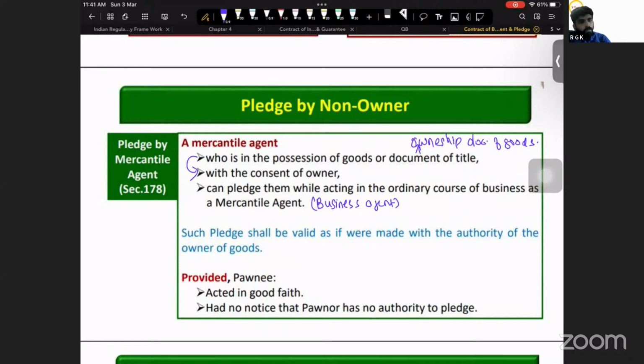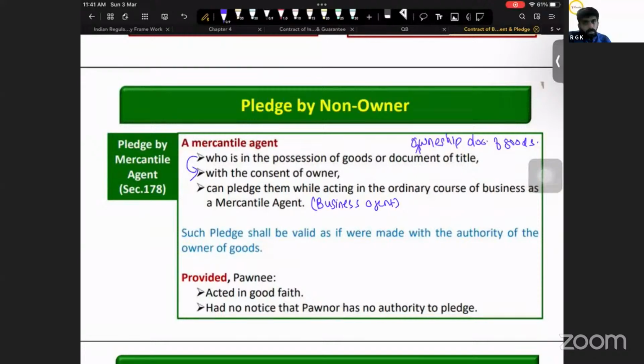But let us say you do not have any authority to pledge the goods. For the business purpose, you are pledging the goods. Maybe for business purpose, you may need some short-term loan. For that purpose, you are pledging the goods. Now, when you are acting for the business purpose, if you pledge the goods which are available with you with the permission of the owner, even though you do not have the authority to pledge the goods, the pledge that you undertake will be valid.